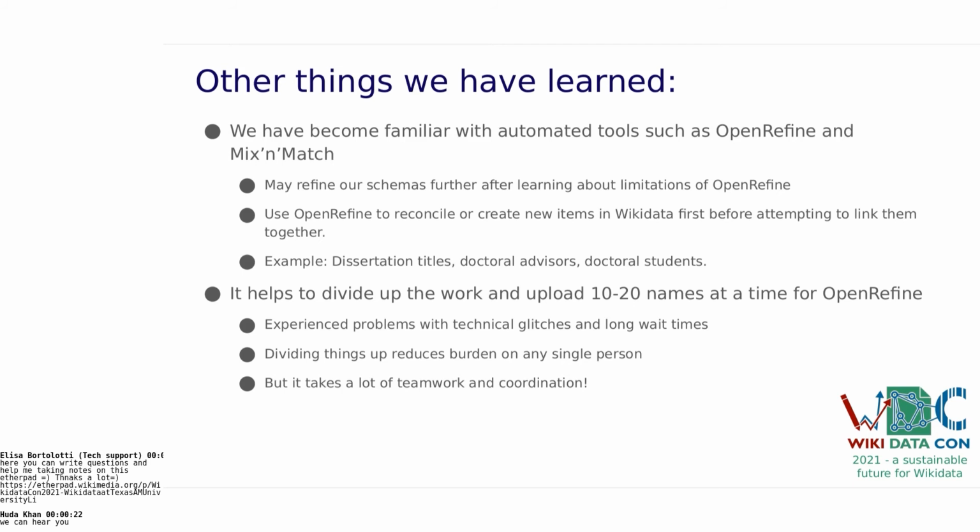We have met one of our goals, in that we have become familiar with automated tools. We started to become familiar with OpenRefine and Mix'n'Match, as well as learn about their limitations. We found it really helpful to divide up the work, since there were only 5 of us and we have tons of other obligations and assignments as you'd expect. And we found it helpful to break it down to 10 to 20 names at a time.